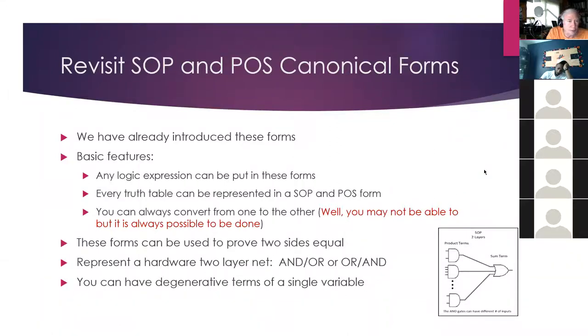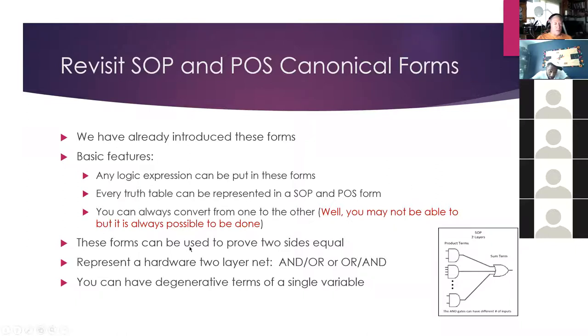One of the things to keep in mind: we've talked about the SOP and the POS canonical forms before. The word canonical just means these are our standard, codified, set-in-stone forms. There are plenty of other forms, but these are the two that are sort of the basis. Any logic expression can be put in one of these canonical forms, as well as other forms. Every truth table can be represented as either an SOP or a POS form. You can always convert from one form to the other, from SOP to POS or from POS to SOP. Now, you might not actually be able to do it because it might be hard, but it's possible. The good news is there are computer-based tools that will do it for you.